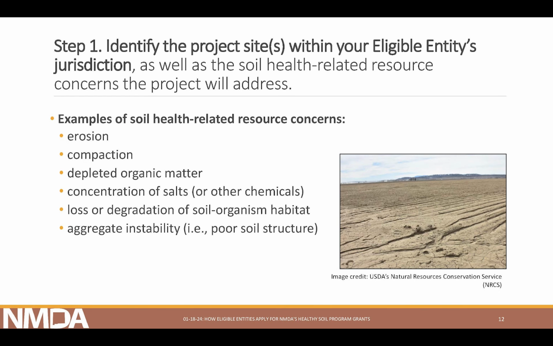So when we talk about resource concerns, this is one of the things that you as an eligible entity are going to need to determine. You're going to need to determine not only the location, but those soil health related resource concerns that your project will address. Some of the examples of soil health related resource concerns could include erosion, either through wind or water, compaction that causes production problems, depleted organic matter, maybe it's concentration of salts or other chemicals, loss or degradation of soil organism habitat. It could be aggregate stability or poor soil structure.